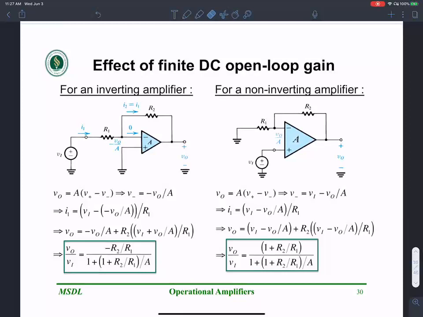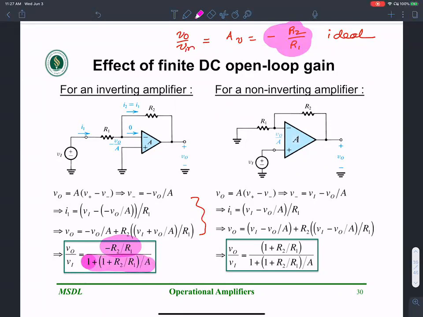What is the effect? The effect is that the overall gain that was supposed to be V out over V in for an inverting amplifier, that was earlier negative R2 over R1 in the ideal case. I'm not going to walk you through the algebra here. I'll just point to you the final result. The overall gain is not R2 over R1 anymore, but it is smaller than that.